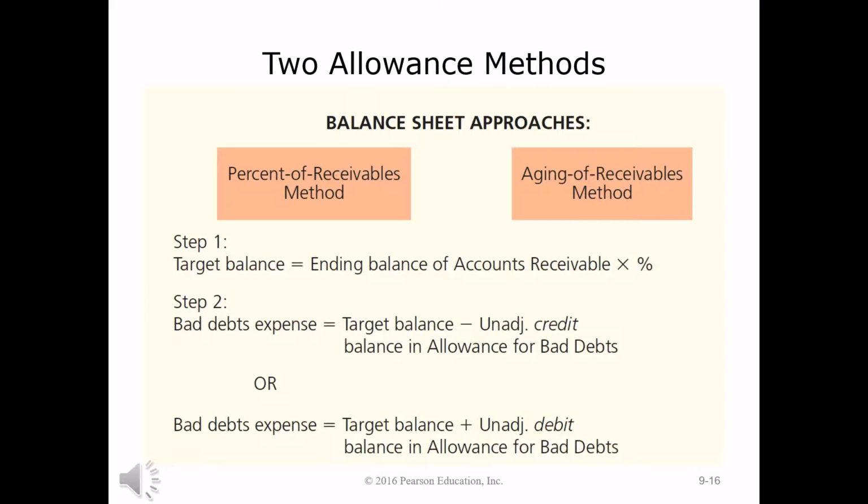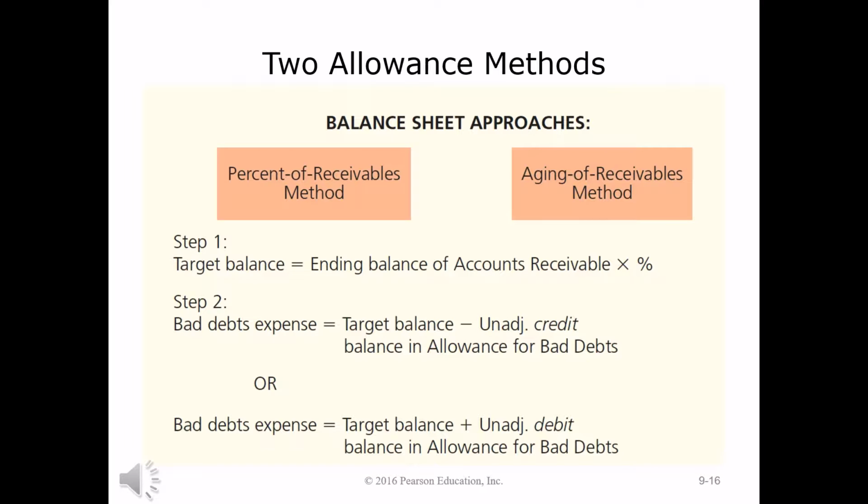When we posted that first $80 estimate for Smart Touch Learning, that number was just given to us. Now we're going to practice making that adjustment and finding what that dollar amount should be. We're going to do this using a balance sheet approach. We're going to try the aging of receivables method, but the percent of receivables method works nearly the same.